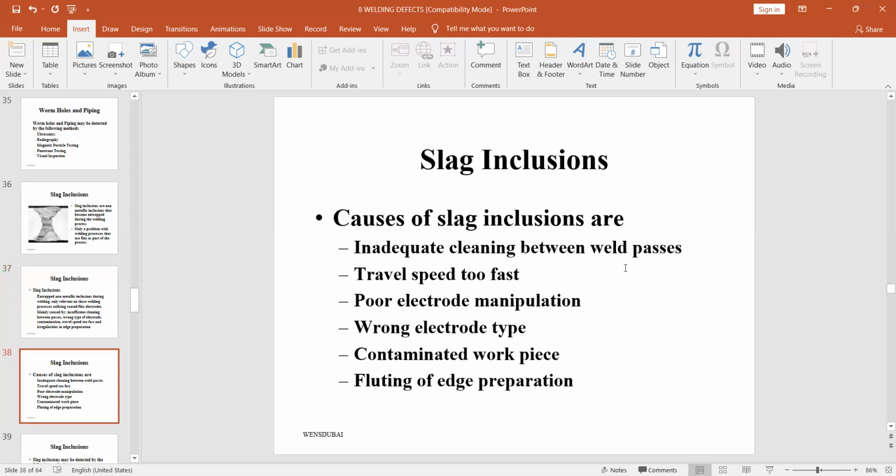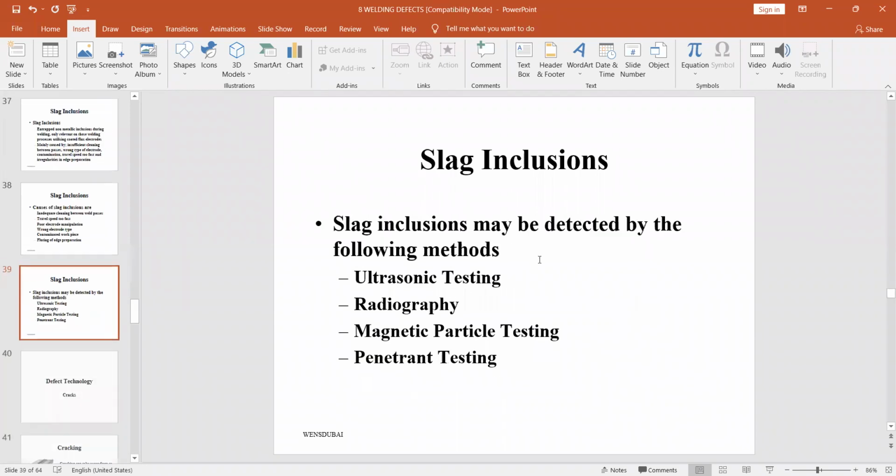Then the causes of slag inclusion: inadequate cleaning between weld passes, travel speed too fast, poor electrode manipulation, wrong electrode type, contaminated workpiece, and faulty edge preparation. So these are the reasons, but the main reason is inadequate cleaning between weld passes. This is the main reason for slag inclusion. And this slag inclusion we can detect with ultrasonic testing, radiography, magnetic particle testing, and penetrant testing also. So mostly we can use all methods, MT, UT and RT.